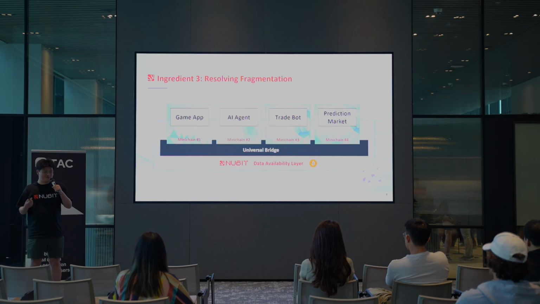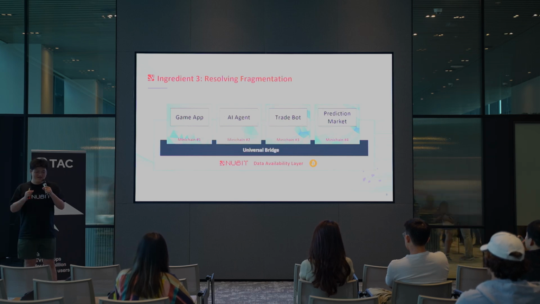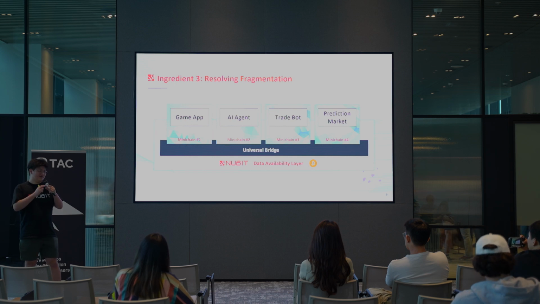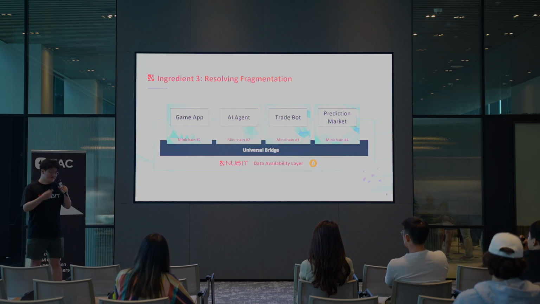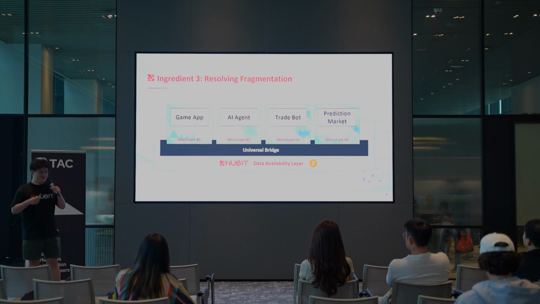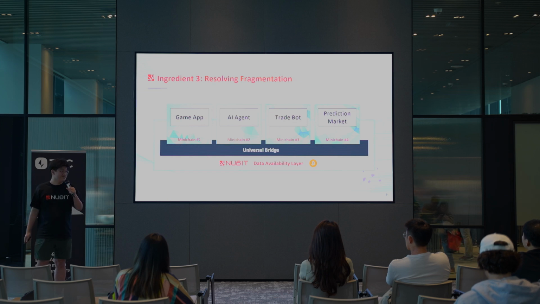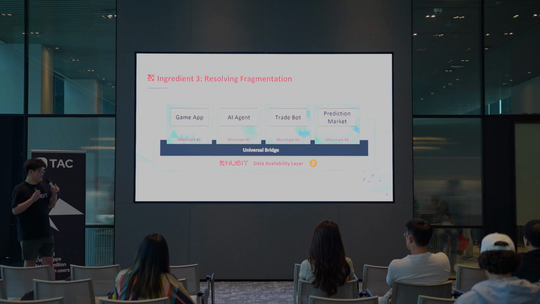And here's the third ingredient. You might be wondering, I have mentioned there are layers upon layers of protocols, and won't this mini chain architecture just lead to more fragmentation? The answer is we can solve this through this universal bridge.